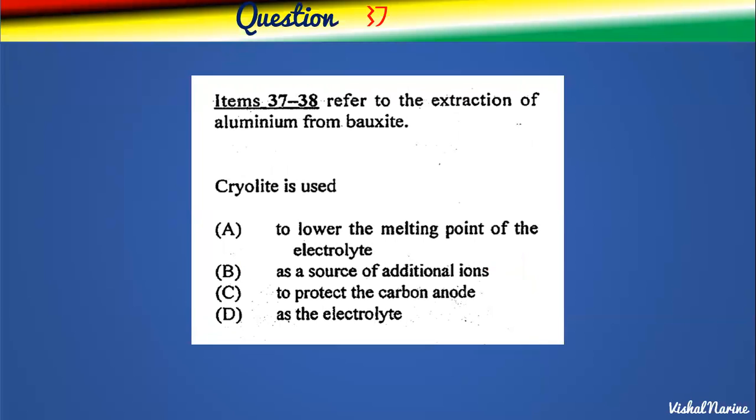Question 37. I said earlier that questions 37 and 38 are going to refer to the extraction of aluminum from bauxite. Why do we use cryolite in the process? So cryolite is used to lower the melting point of the electrolyte. All right, so the answer is B.